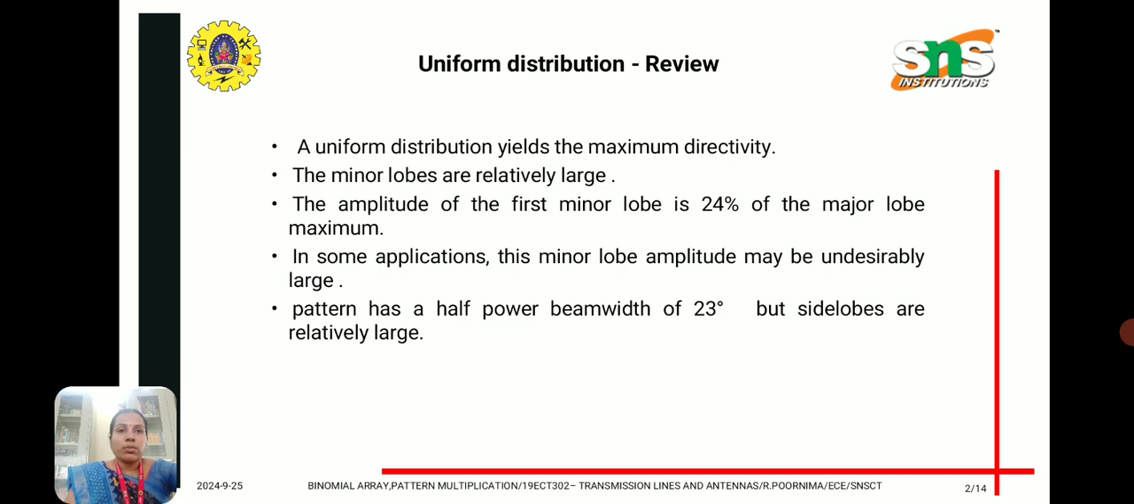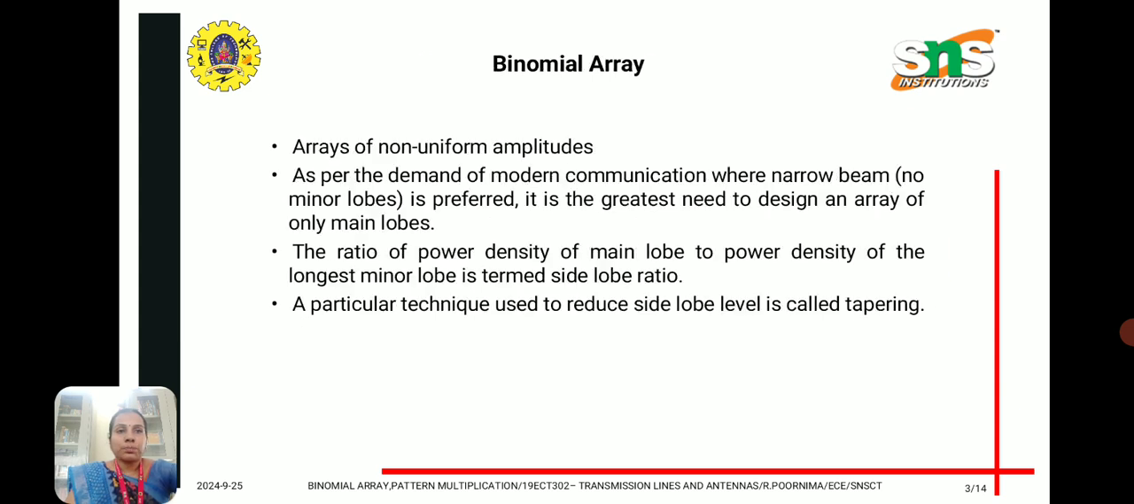In this lecture, first of all, we are going to review the uniform distribution, where the uniform distribution of signal yields the maximum directivity and minor lobes are relatively large. The amplitude of the first minor lobe is 24% of the major lobe maximum, so the minor lobe amplitude may be undesirably large. This kind of pattern has a half power bandwidth of 23 degrees, but side lobes are relatively large.